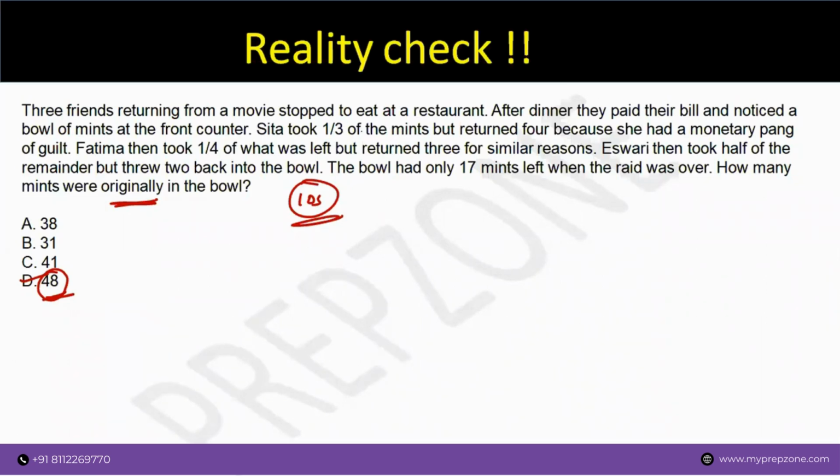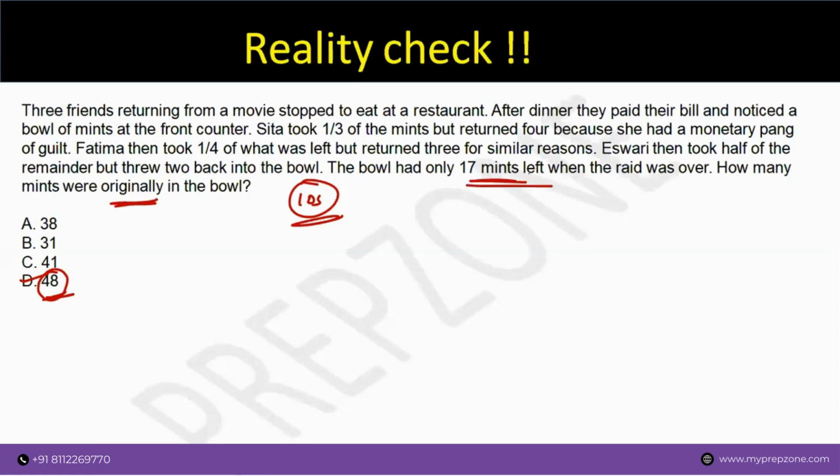It was given that Sita took 1/3 of the mints but returned 4 because she had a momentary pang of guilt. Then she took from the remaining, and so on. But the only static information I have in this question is that finally the bowl had 17 mints left when the raid was over.